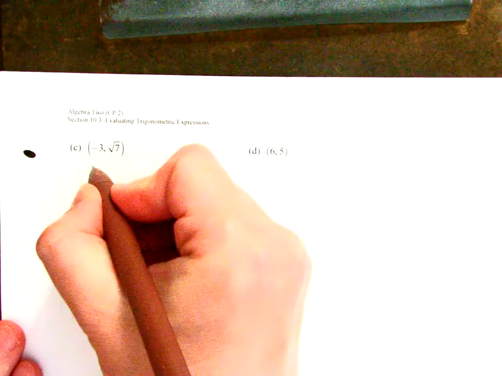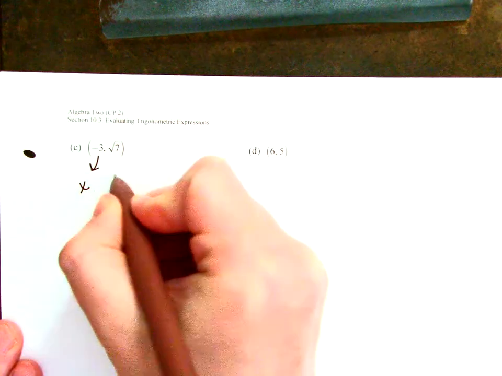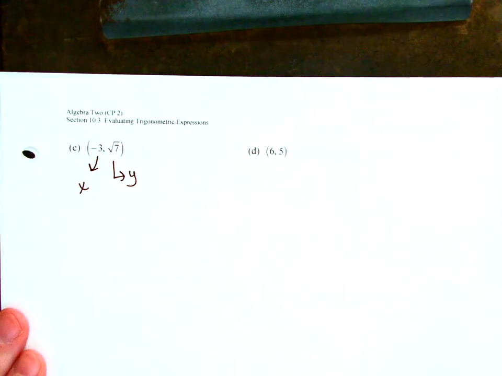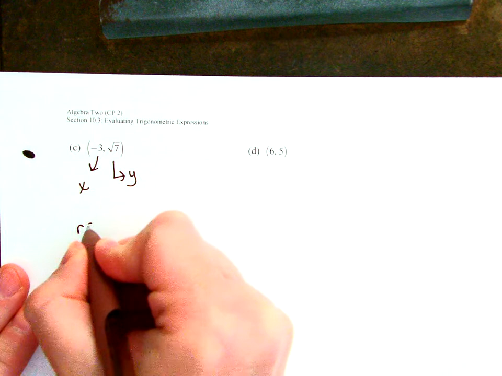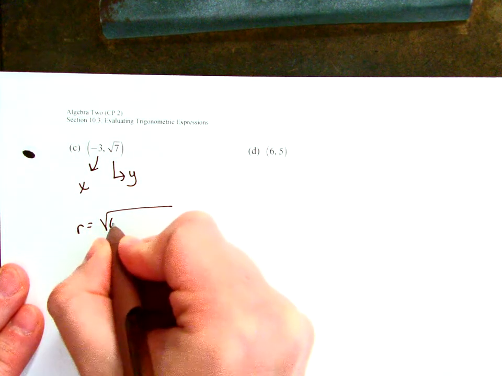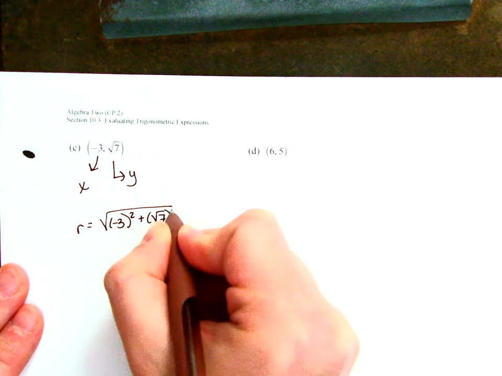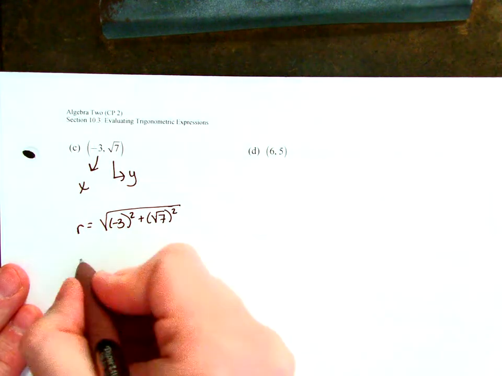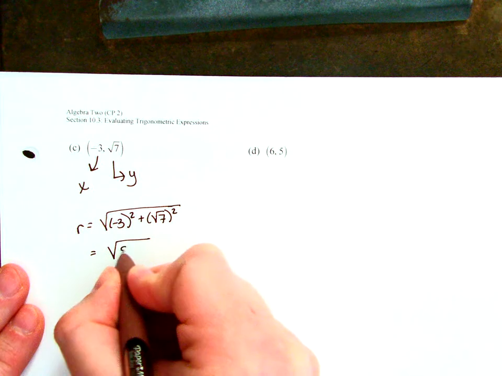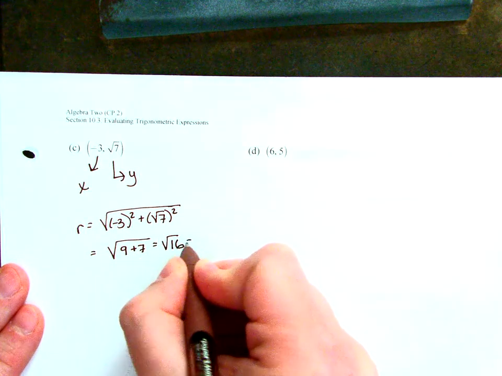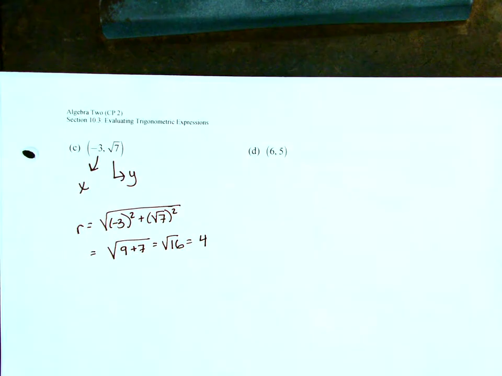I don't really feel like drawing any more pictures of these. I think I'm just going to go use my formulas and be good. My x-coordinate is negative 3. My y-coordinate is root 7. R equals the square root of negative 3 squared plus root 7 squared. So that's going to be the square root of 9 plus 7, or the square root of 16. Oh, that's actually kind of nice. My r is 4.